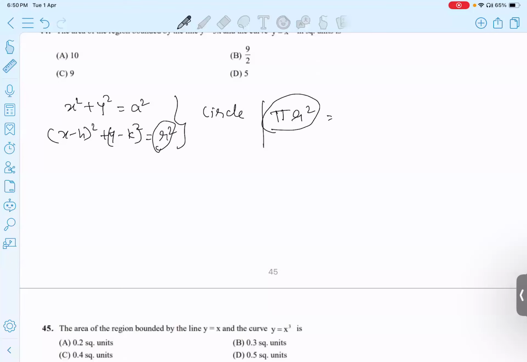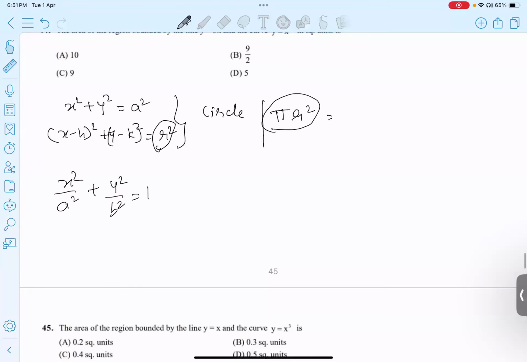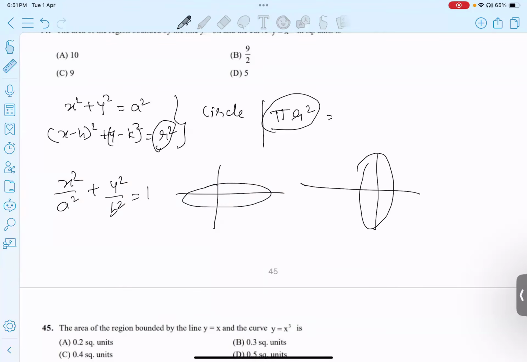If they have given the area of an ellipse, x square by a square plus y square by b square is equal to 1 is the ellipse. There are two types of ellipse: major axis on the x-axis, major axis on the y-axis. Okay. So now, the area of an ellipse is pi a b.